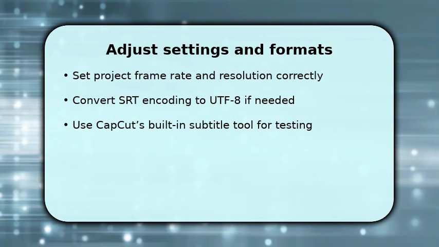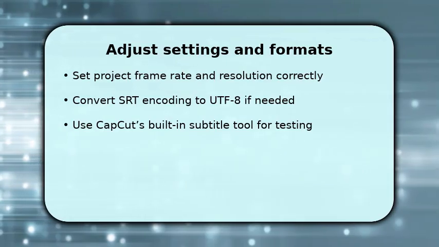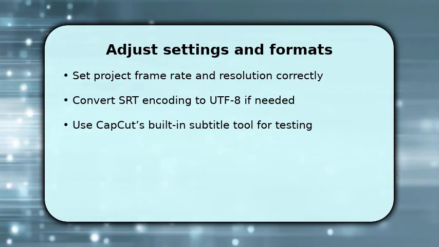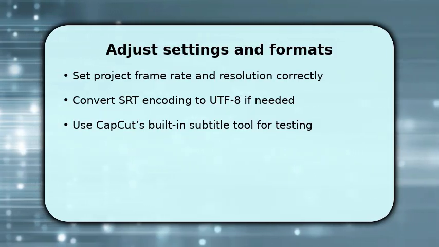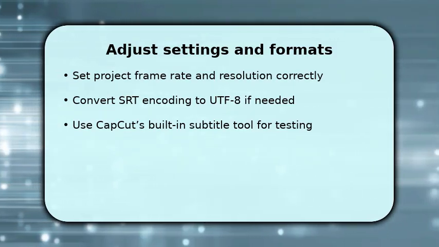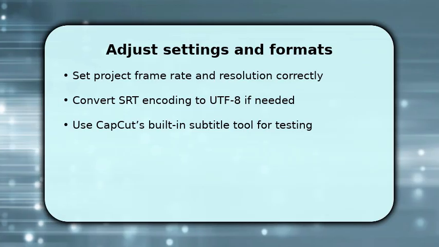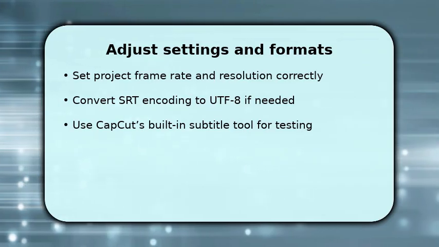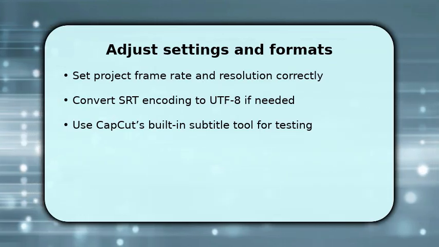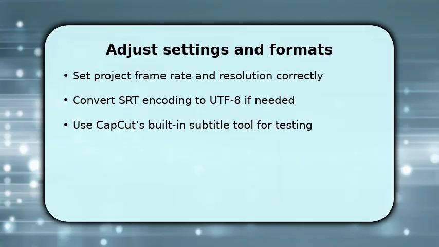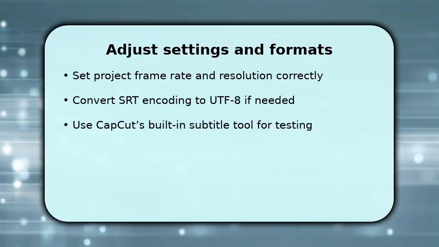Set the project frame rate and resolution to match your source files, because mismatched frame rates can offset subtitle placement and visibility. If you imported an SRT file, convert its encoding to UTF-8. Wrong encoding can make text invisible or garbled. Then test by creating a short subtitle with Capcut's built-in tool. This isolates whether the problem is the file or the app.